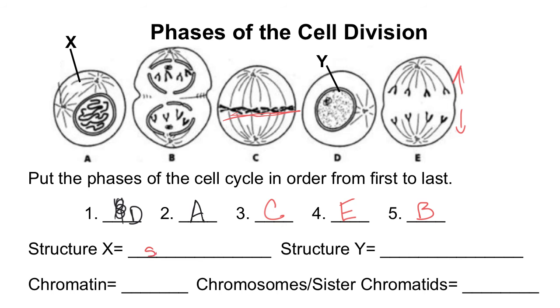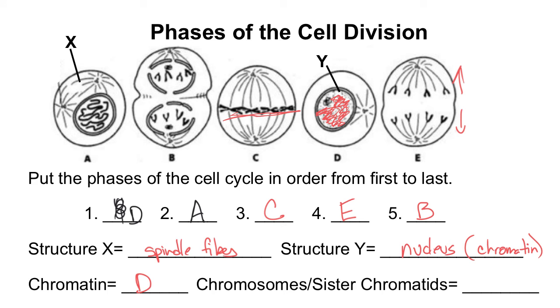X are spindle fibers. Y is a nucleus, and you could say that inside there it's not visible, but there's chromatin inside, right? And so chromatin is visible only in D, right? In D, this is chromatin. You can't see it, but that's all DNA. Disorganized. It kind of looks just flat, like there's no distinct dark structures.